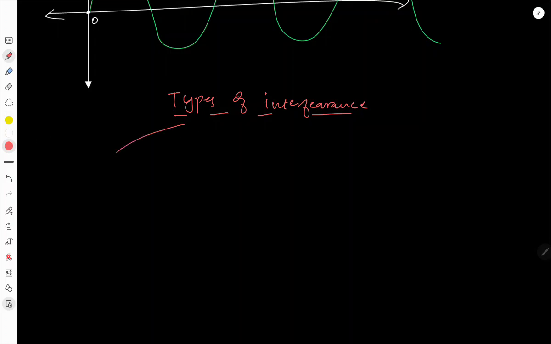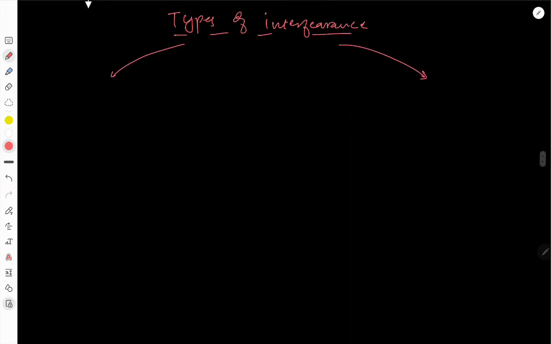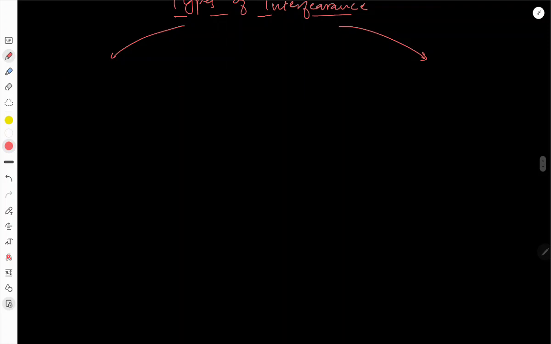Now let us understand the types of interference that occur in nature. There are two types of interference. I'll write them down on two contradictory sides so as to understand. One is constructive interference and the other is destructive interference.